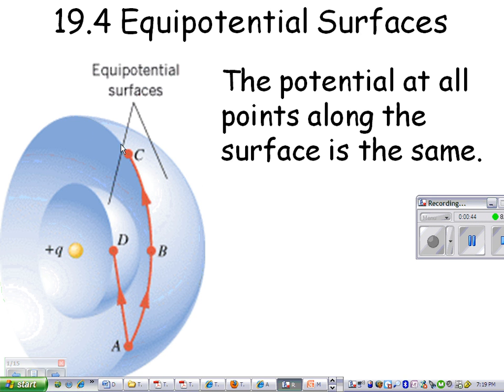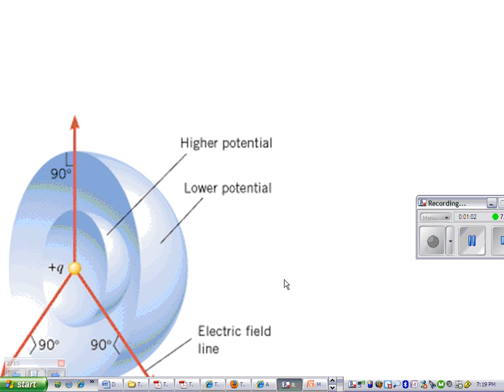So as you go from A to B to C, the potential is exactly the same. So there's no work being done as you go from A to B to C. But as you go from A to D, there will be work being done by the electric field as you move from one position to another. If you look at our picture here, this positive Q, this is an area of higher potential, and this is an area of lower potential.